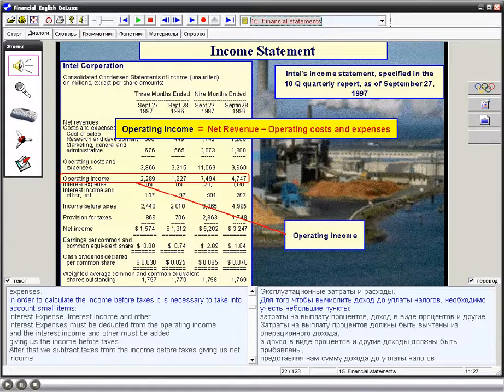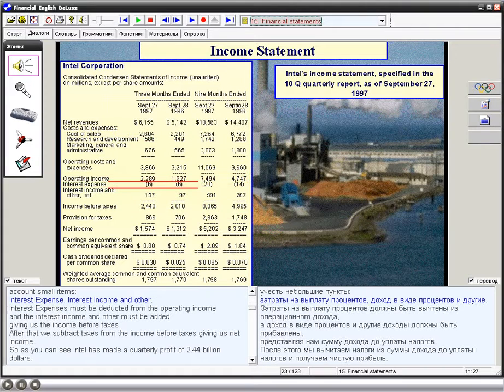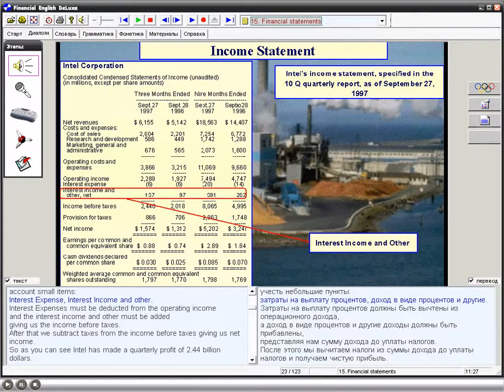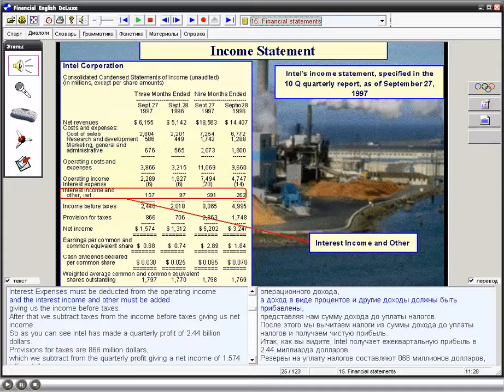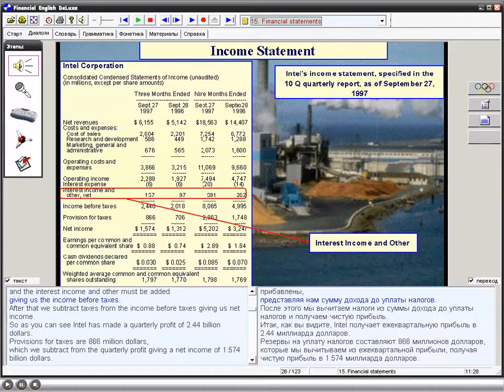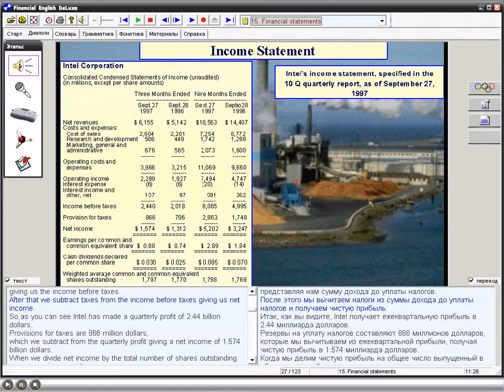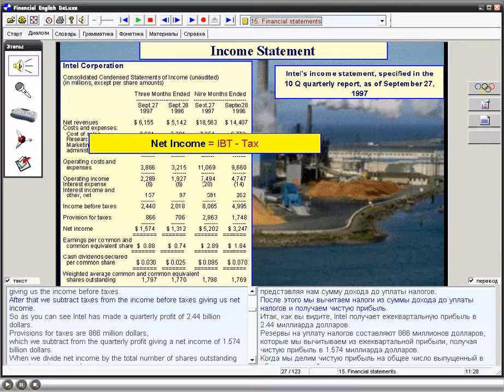In order to calculate the income before taxes, it is necessary to take into account some more items: interest expense, interest income, and other. Interest expenses must be deducted from the operating income, and the interest income and other must be added, giving us the income before taxes. After that, we subtract taxes from the income before taxes, giving us net income.